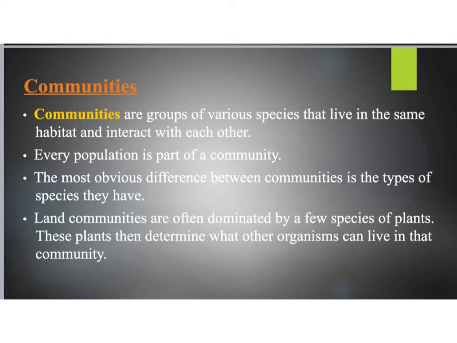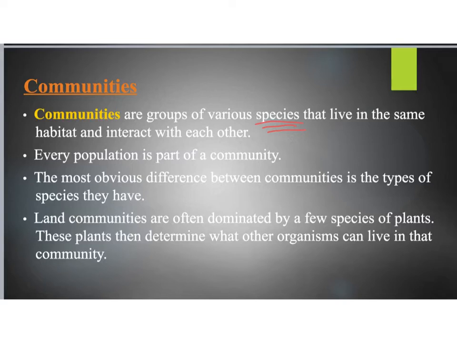A community, however, a little bit more complex. Notice we're getting more and more complex here. A community is a group of various species that live in the same habitat and interact with each other. So species, plural. So now we're talking about more than one species. Every population is part of a community. So back to my neighborhood with the squirrels and blue jays and sparrows, each of those populations put together make up the community. So the most obvious difference between communities is the types of species that they have.